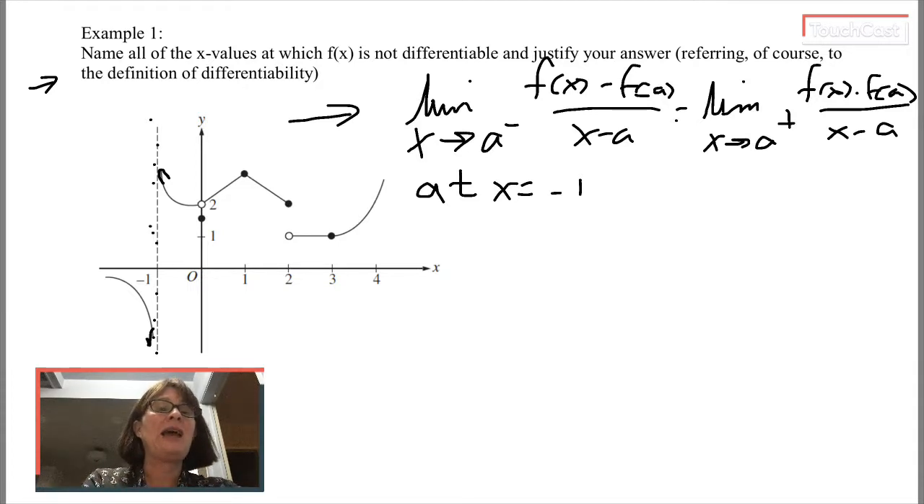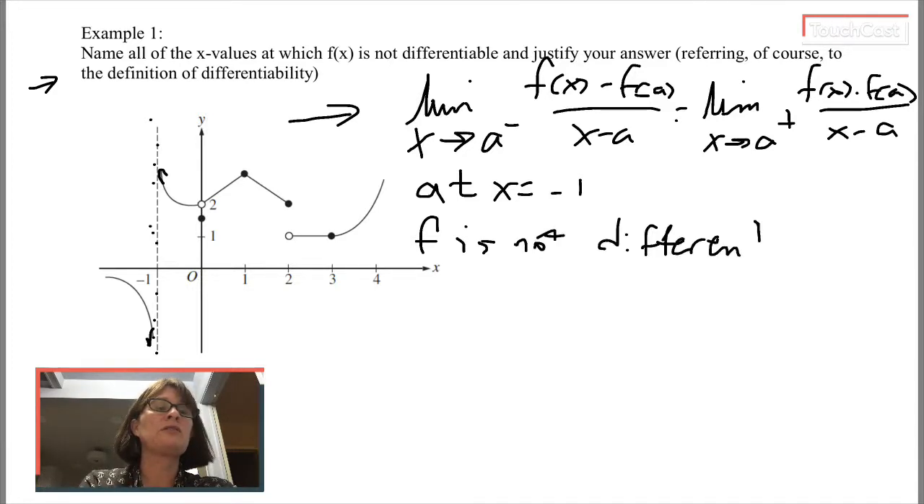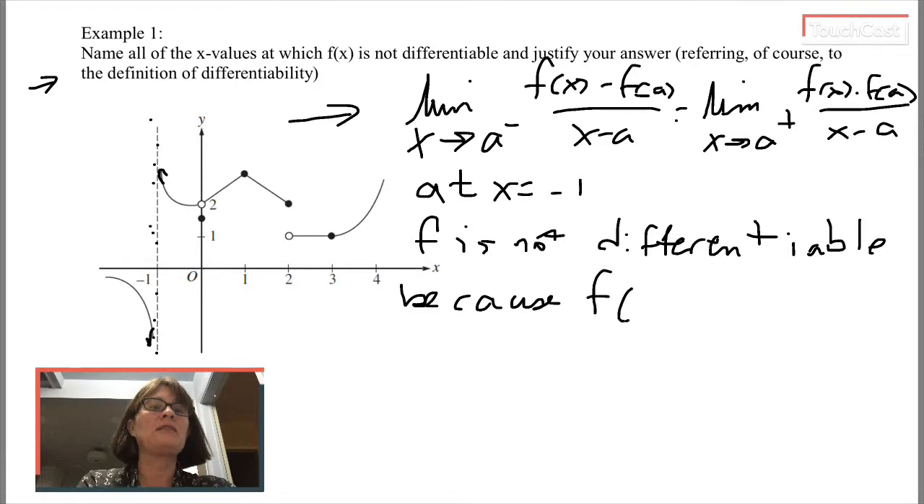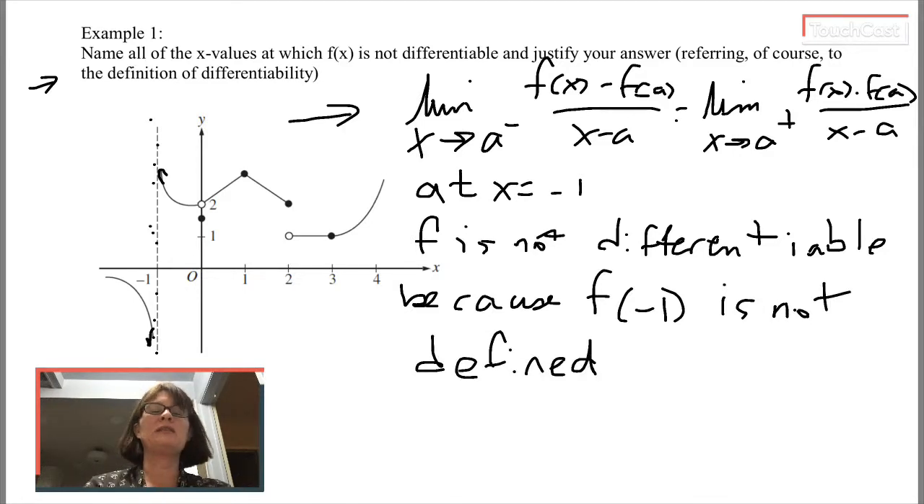So I'm going to say at x equals -1, f is not differentiable. I guess I could have used the text tool. Because f of -1 is not defined. And that's a big idea that we have to know. It doesn't come up a lot, but you can't try to take the derivative of a function f at a point that is not in its domain. So at x equals -1, if f is not defined, then by definition, f prime is not defined.